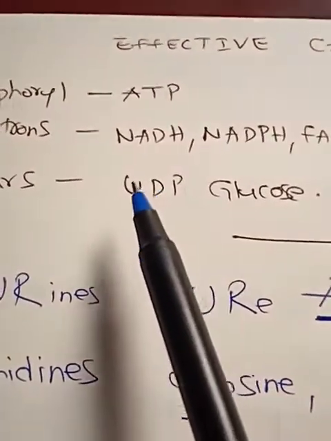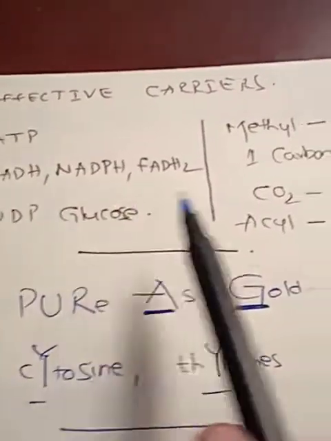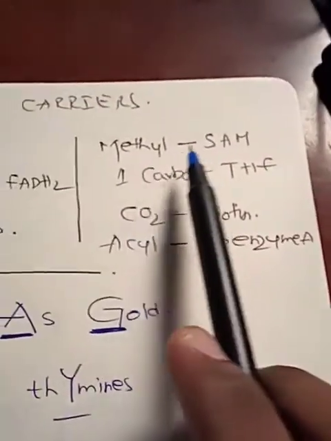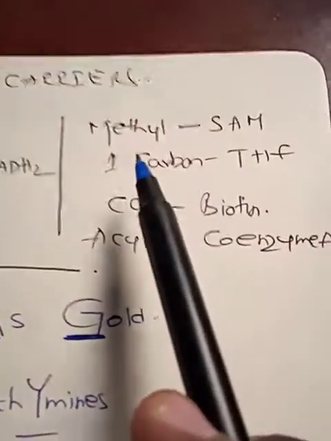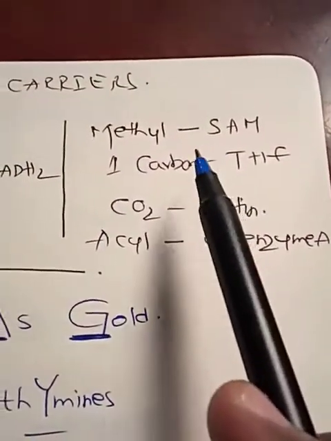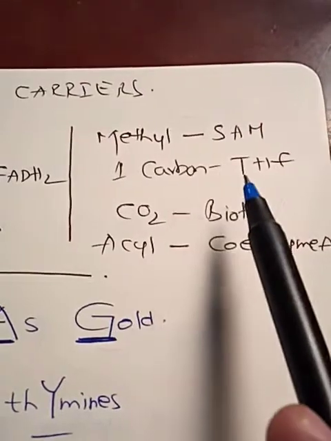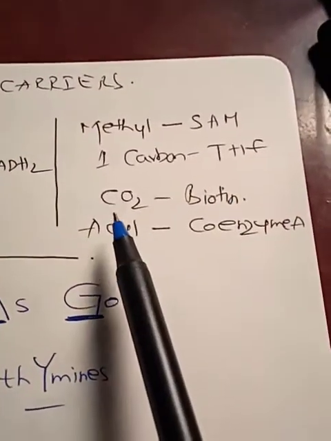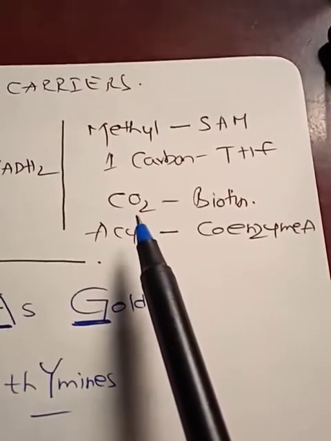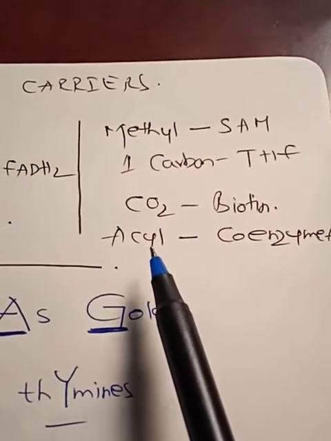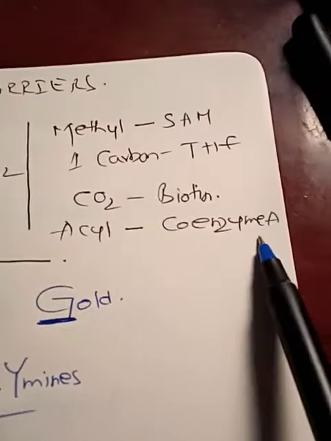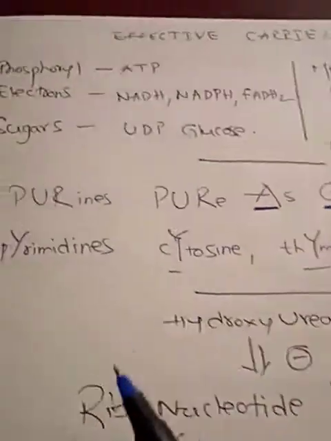Sugars are carried by the UDP glucose. Methyl groups are carried by S-adenosyl methionine. One carbon is transported by tetrahydrofolate. Carbon dioxide is transported by biotin. Acyl group is transported by the coenzyme A is what you need to remember.